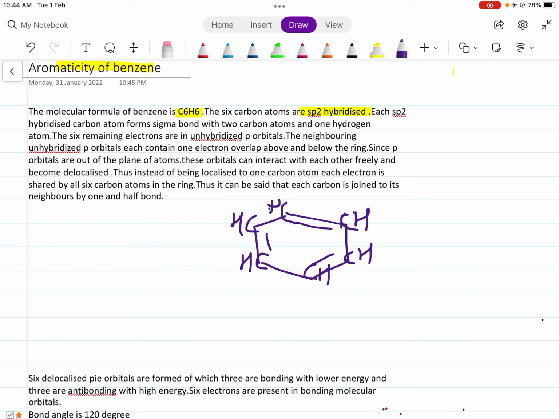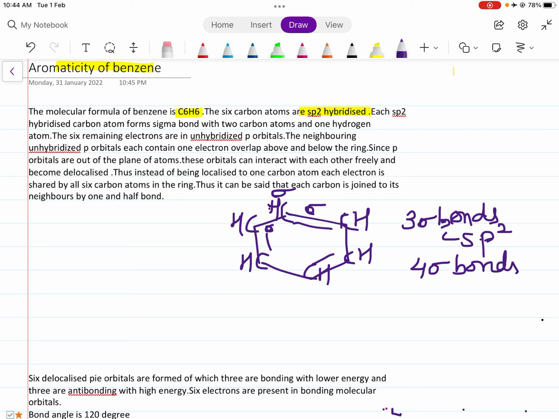So 1, this is sigma with the H, and here it is forming sigma. So 3 sigma bonds means it is sp2. When there are 4 sigma bonds, we say it is sp3. And when there are 2 sigma bonds, we say it is sp hybridized.